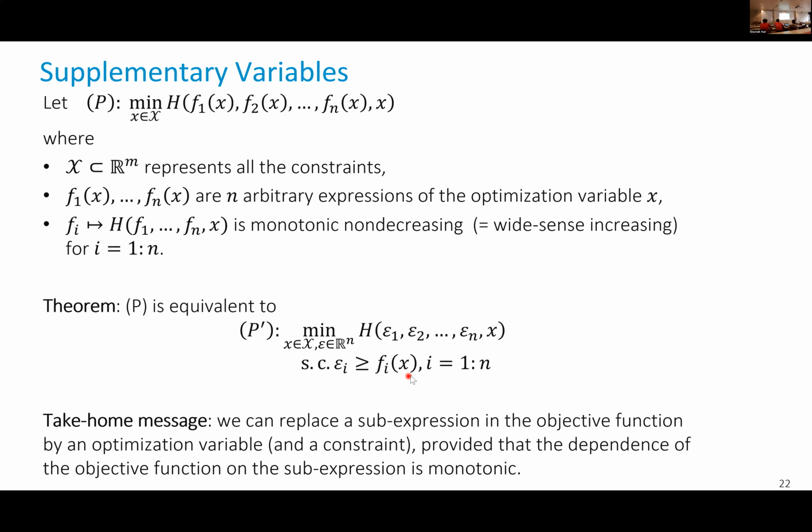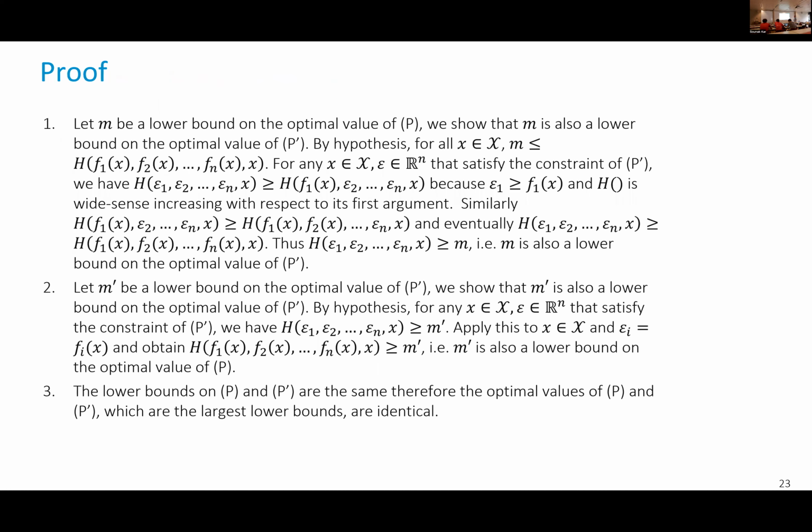So if the constituent elements are linear, this is a classical method, in fact the most widespread method for linearizing complex problems that are not linear. So the take-home message is we can replace a sub-expression in the objective function by a supplementary optimization variable and one constraint per variable, provided that the dependency of the objective function on the sub-expression is increasing.